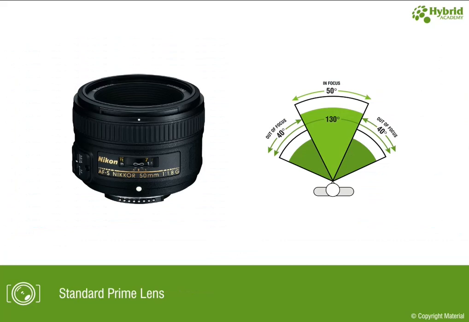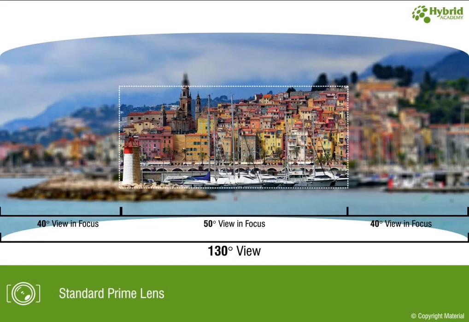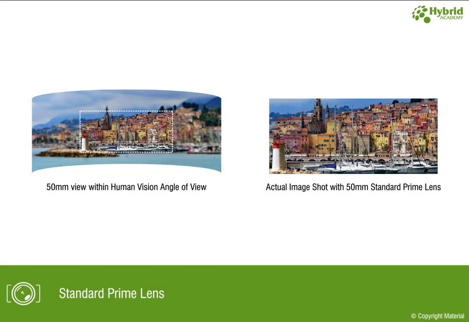Similar to this, a standard prime lens captures the image the same way we look at a landscape, keeping the middle 50 degrees in focus and the remaining 40 degrees is either cropped or kept out of focus. So this is how the standard prime lens looks at the same landscape which we were viewing from our naked eyes and crops away the out of focus area. This is how the actual image cropped from the completely visible landscape is shot by a 50 mm standard lens.